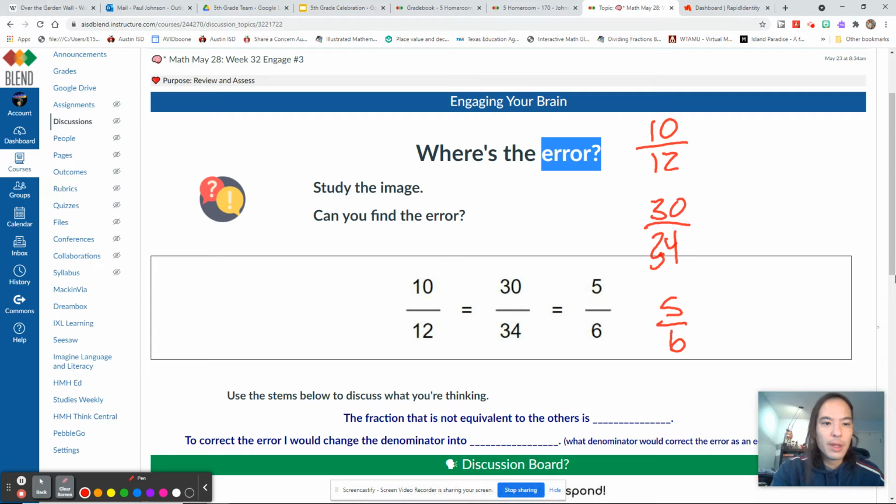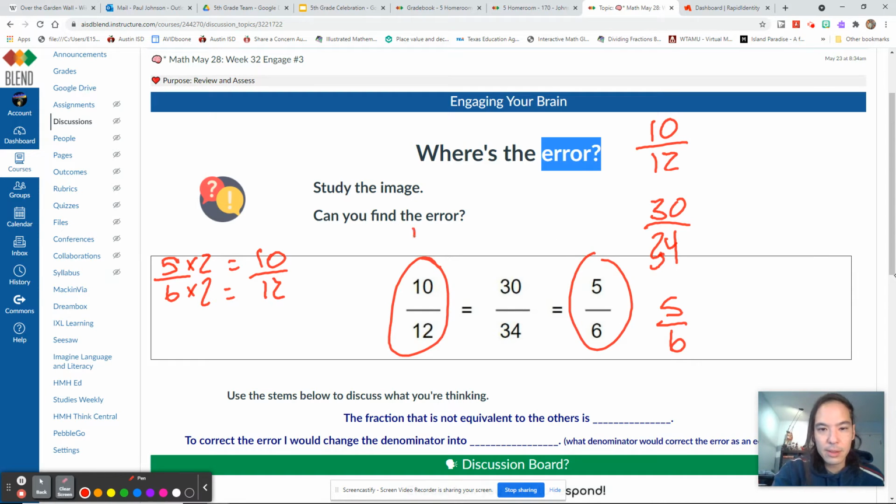I know that if I take 5 sixths and I multiply my numerator and my denominator by 2, that gives me 10 twelfths. So I would say that yes, 10 twelfths and 5 sixths, those are good. They are friends. They are equivalent. All right, let's figure out about 30 34ths though.